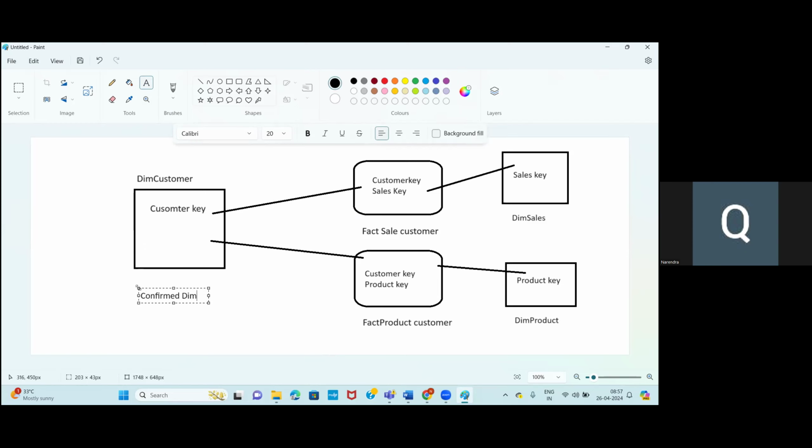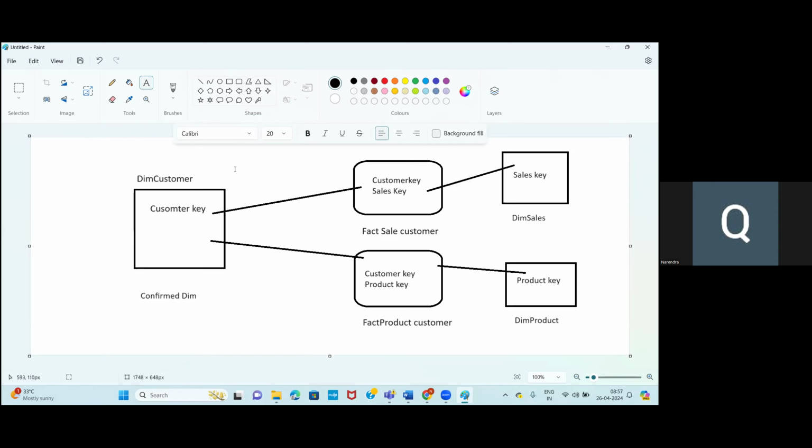Confirmed dimension. అర్థమైందా? One dimension can have a relation with multiple fact tables. Even though it has relations with multiple fact tables, the definition of the customer dimension table will not be changed. That is known as a conformed dimension. Example, dim customer is the table that has a relation with multiple fact tables like fact sale and fact product. If you see dim sale and dim product, they have only one relation with their table. This is not a conformed dimension table. But this is the conformed dimension table, where it has multiple relations with multiple fact tables.